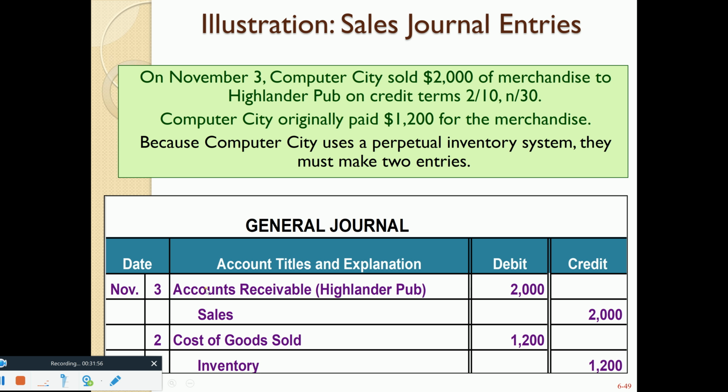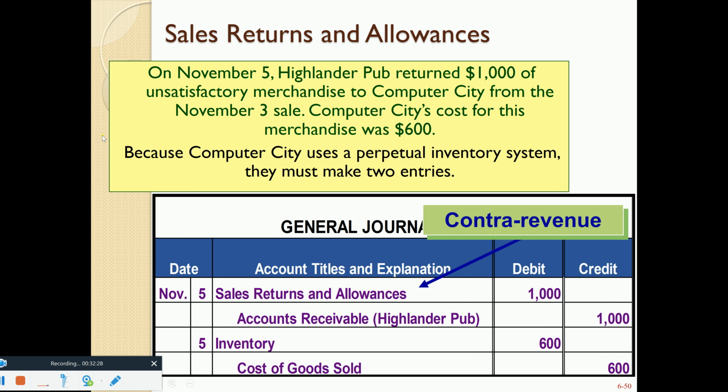The first journal entry is to record the sale, debit the accounts receivable, and credit the sales. We've been through this already, by the way. And we need to record the reduction of the inventory. Debit the cost of goods sold, credit inventory. If it was a periodic system, by the way, we'd only have the first journal entry here. There's no keeping track of inventory or cost of goods sold during the year with a periodic system. But with perpetual, we record both of them. That was on November 3rd.